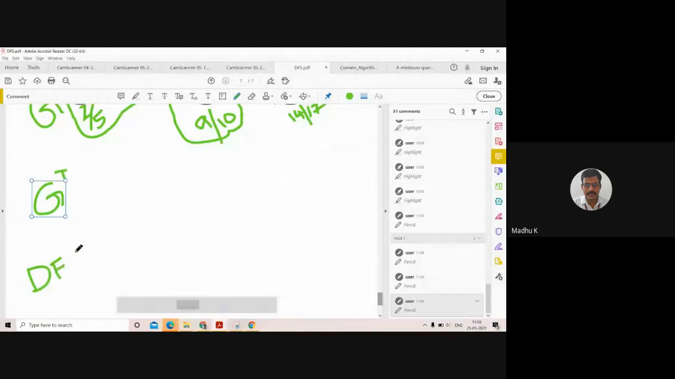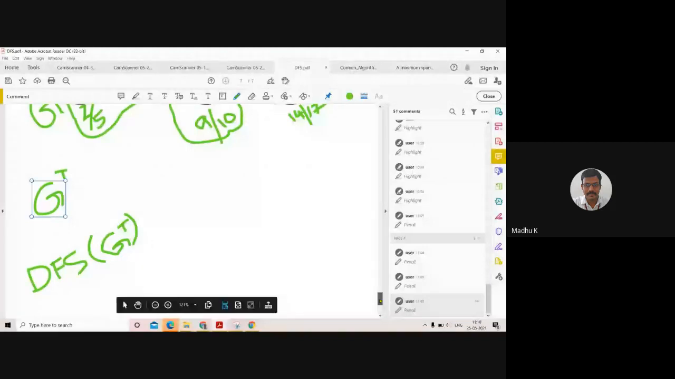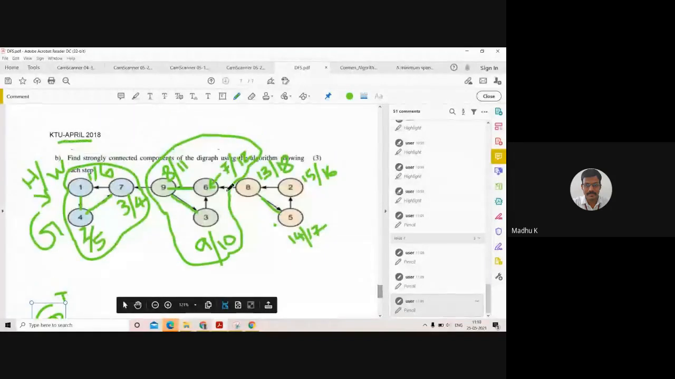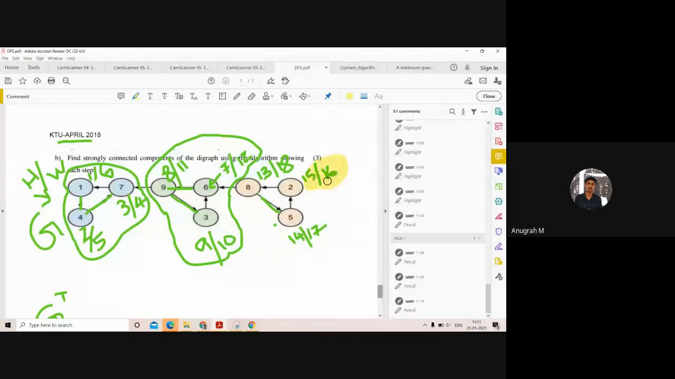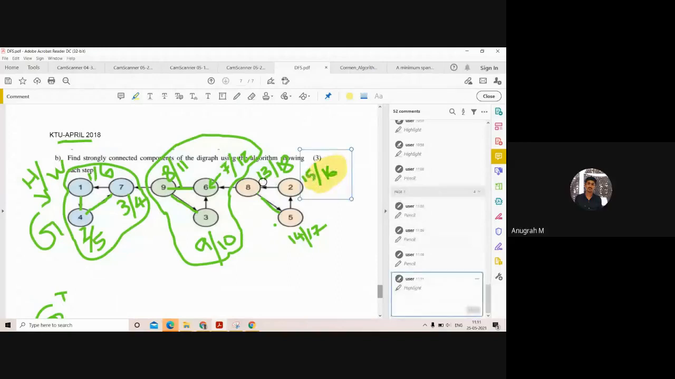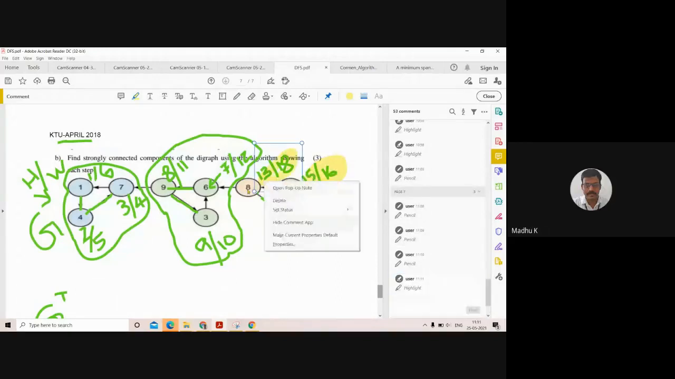DFS on G transpose. But who should be the starting vertex? Anugrah, which vertex you should take? Because the finishing time, you can note the finishing time. Here we finished at first. Anugrah, which is finished at first here? Sir, which is finished at first? Oh, sorry, this one. 18. So we should start from 8.